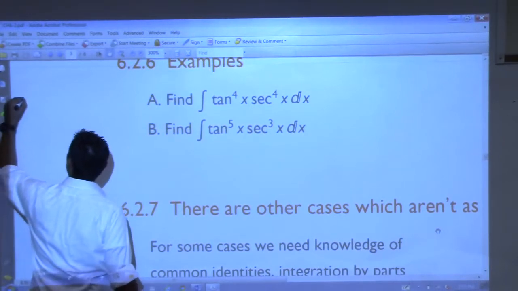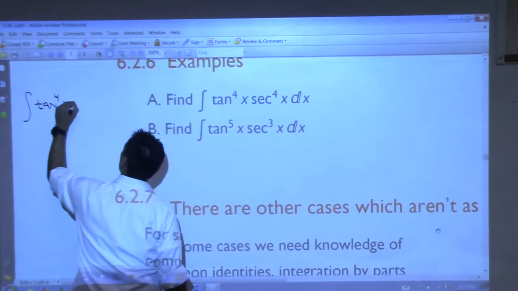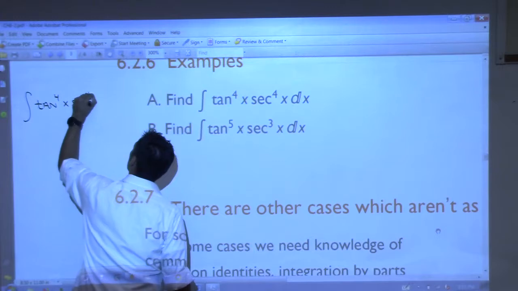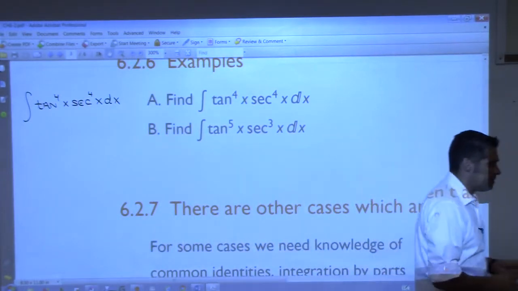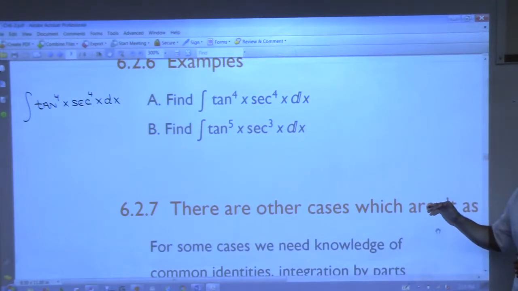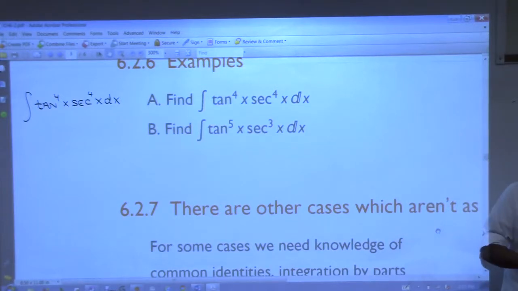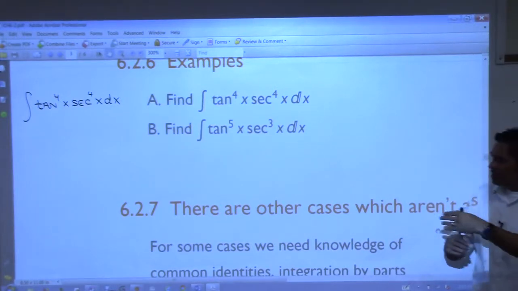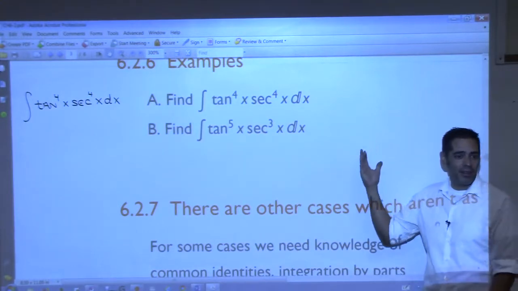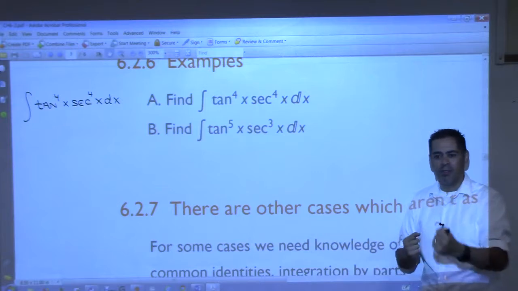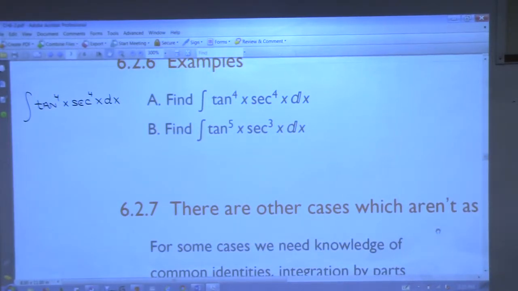So I have tangent to the fourth x secant to the fourth x dx. Remember what I said when I started class, that what we're doing here today, trigonometric integrals, is required to do trigonometric substitution, which is the next thing. When we do trig substitution, we're going to be doing some crazy stuff, and at the end, we're going to get like sine to the third cosine squared, and we're going to be like, yes, we can do that. Like we can do that using this.